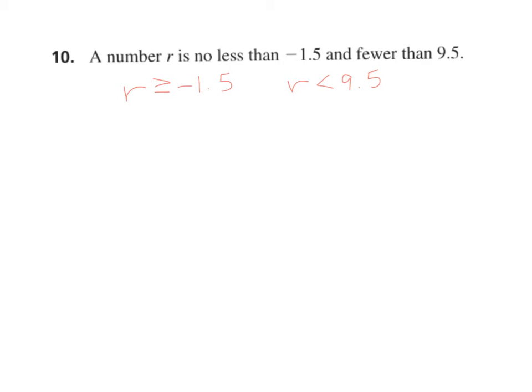Now, to graph this, I'm going to have -1.5 here. I'm going to have a closed circle going to the right. And I'm going to have 9.5 here, open circle going to the left.